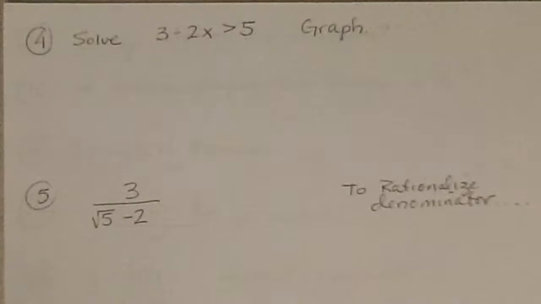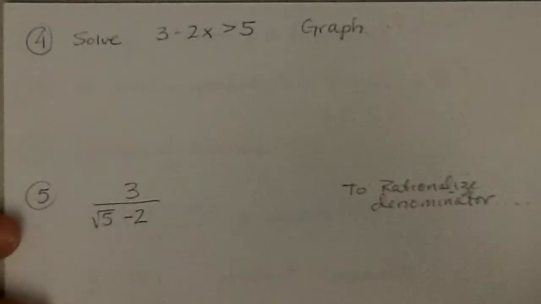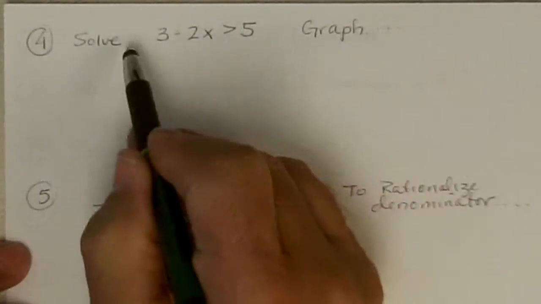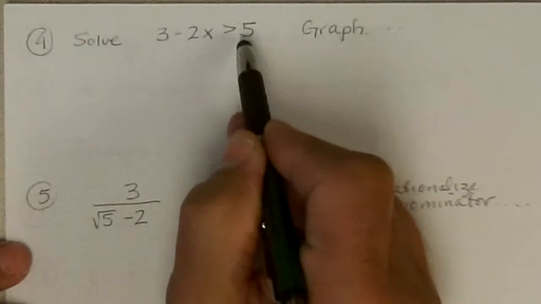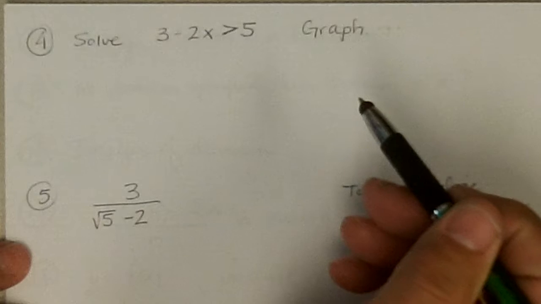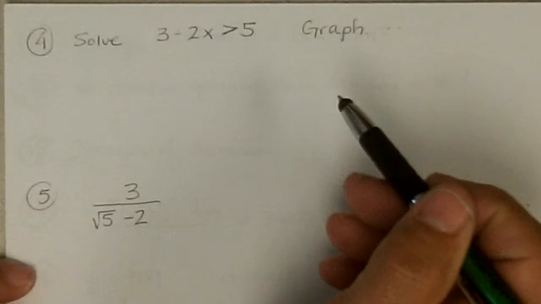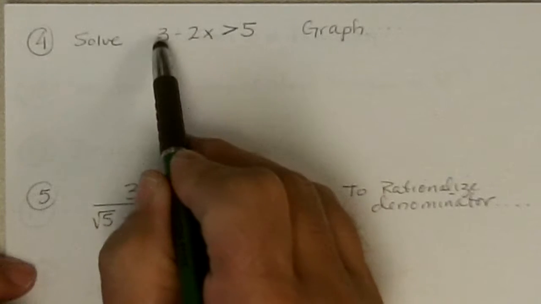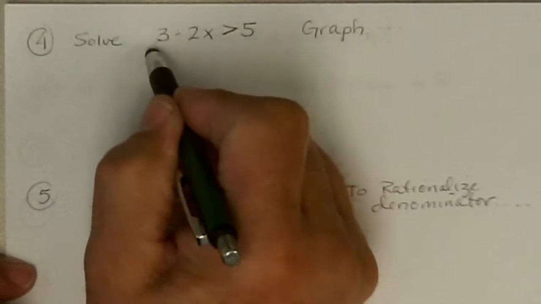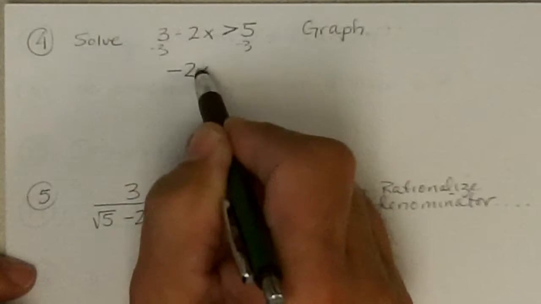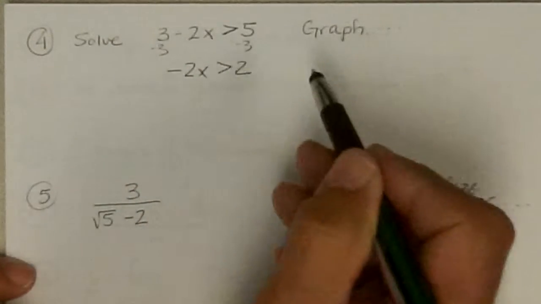All right, section 2.1, there were a lot of question marks on the homework, so let's start going through them. Number 4, it said solve this. It's an inequality, which you solve just like equalities, except if you multiply or divide by a negative. So if I want to solve for the x, I subtract 3 from both sides, and I get negative 2x greater than 2.